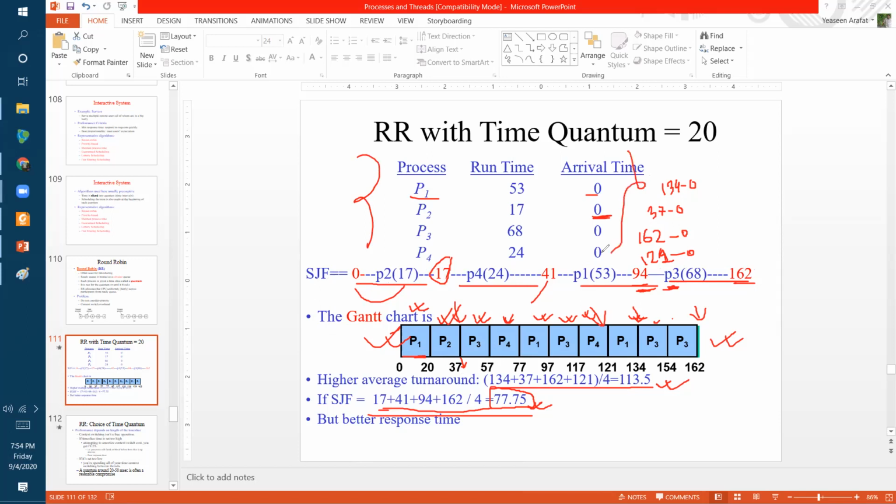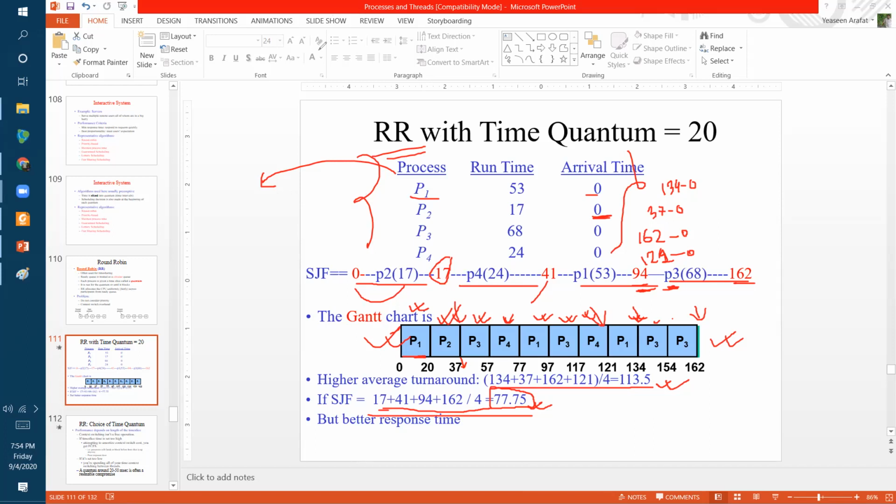So for this scenario, if I mention a batch process, then you have to use a non-preemptive algorithm. But if I mention that this scenario is from an interactive system, then with quantum time 20, we have to use the round robin algorithm. Okay, that's the play for now.